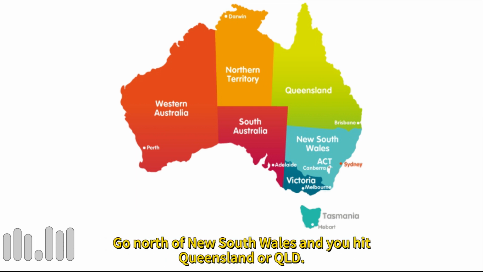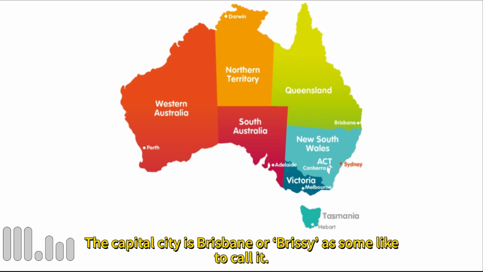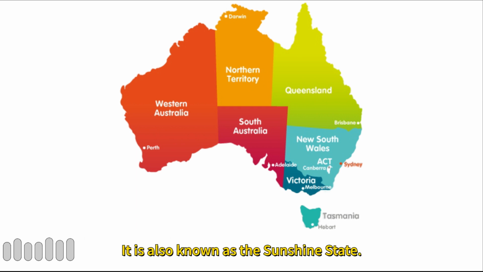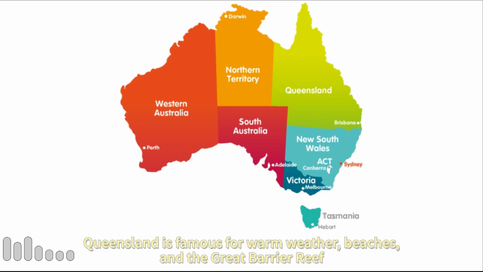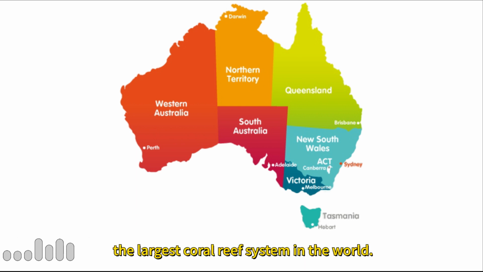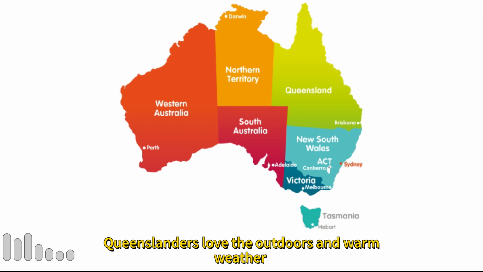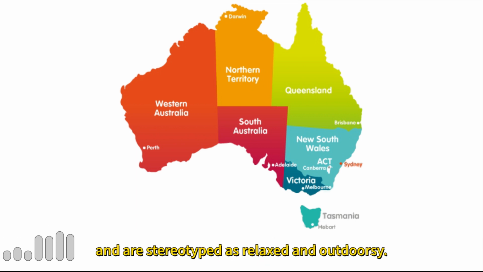Go north of New South Wales and you hit Queensland, or QLD. The capital city is Brisbane, or Brissy, as some like to call it. It is also known as the Sunshine State. Queensland is famous for warm weather, beaches, and the Great Barrier Reef, the largest coral reef system in the world. Queenslanders love the outdoors and warm weather, and are stereotyped as relaxed and outdoorsy.